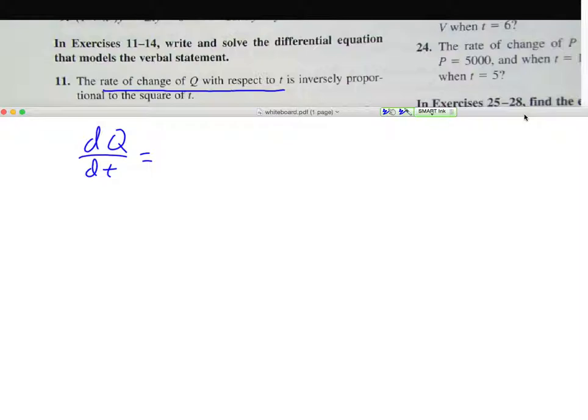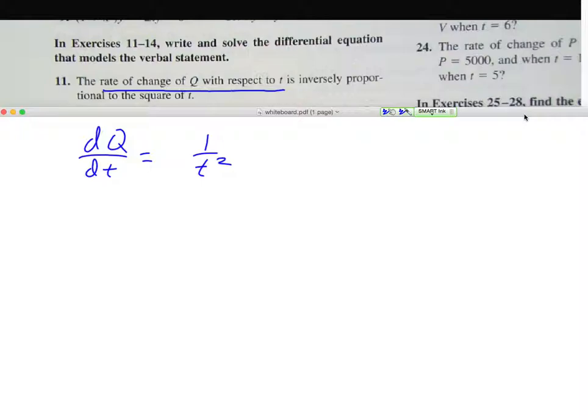Okay. And then it says it is inversely proportional to the square of t. So what do you know about that? Inversely proportional to the square of t. So it's 1 over t squared? 1 over t squared.